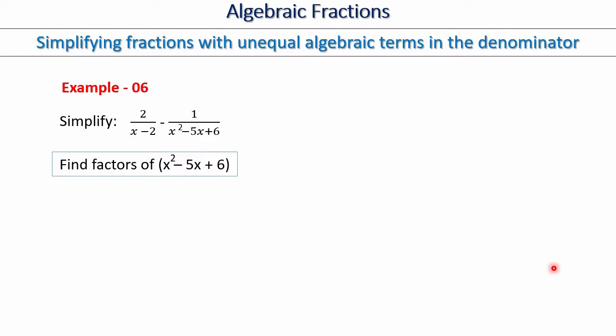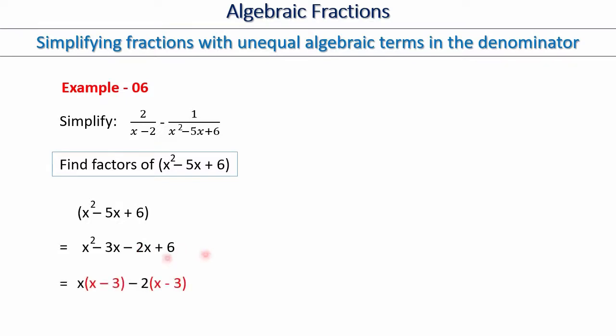We'll move to the next example. So in this example it will be different. So x minus 2 and here x squared minus 5x plus 6. What we have to do first, we have to find the factors for this one. If you find the factors, this you have already done in previous chapters. Now I'll show you how to do it. And minus 5x we can rewrite as minus 3x minus 2x. You know how to find this one.